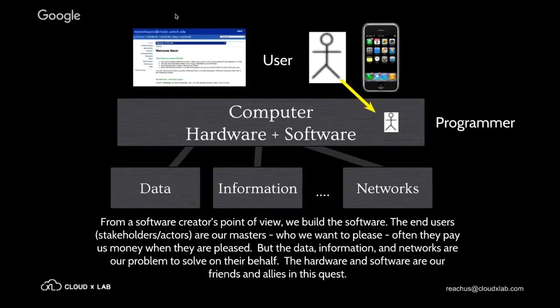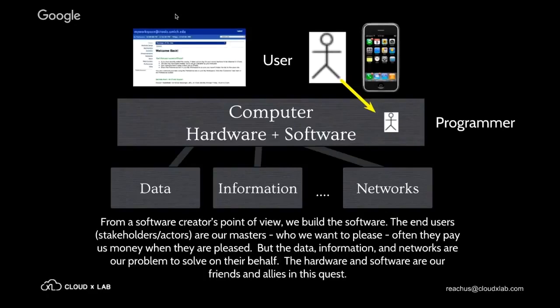From the software creators' point of view, when we build the software, the end users, the stakeholders or actors, are sometimes looked at as masters. It could be anybody, a kid, or somebody we want to please or solve problems for. Often they pay money when they're pleased, but the data, information, and networks are our problem to solve on their behalf. Sometimes we tend to avoid this part, but it's very important.